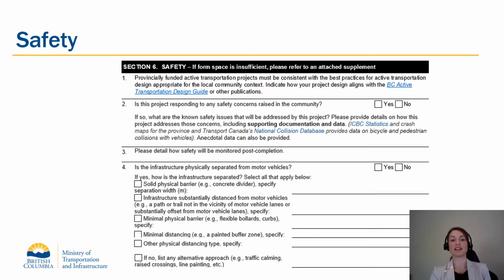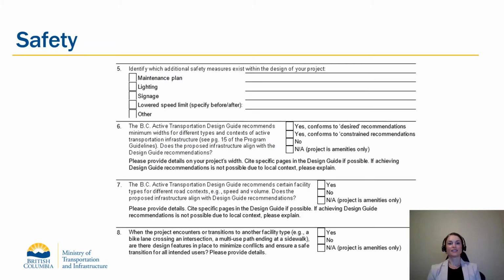Physical separation of AT facilities from other motorways greatly increases safety and encourages use. Section 6.4 asks for those details. Other safety measures, such as lighting, signage, and the maintenance plan, can be included in Section 6.5. And Section 6.6 looks for the width of AT facilities to ensure they meet the AT Design Guide standards for safety.